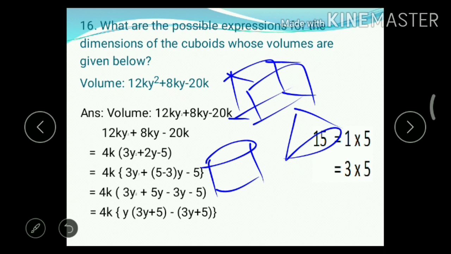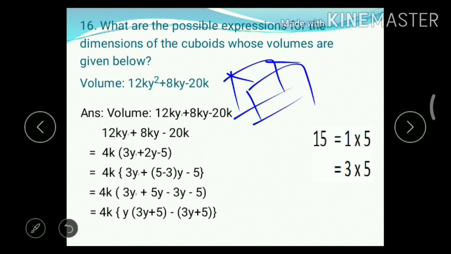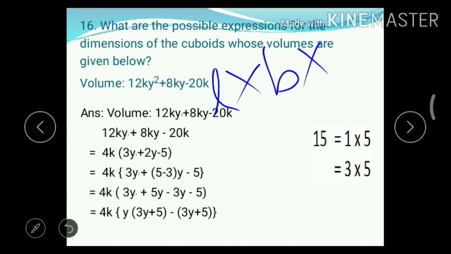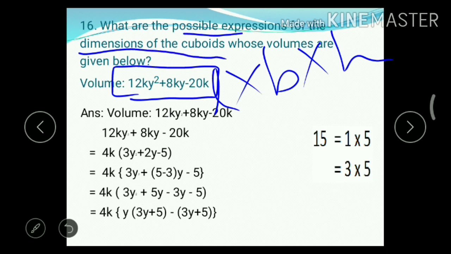Since these are 3D objects, they will have height. So volume comprises length, breadth and height. It means this polynomial is a multiplication of 3 terms, right? This polynomial is a multiplication of 3 terms or 3 expressions. So we need to find those 3 expressions. That is why here it is given the dimension of the cuboid. What are the possible expressions for the dimension of the cuboid? Dimension means length, breadth, height, they are asking. Not specifically, we just have to say as a whole.